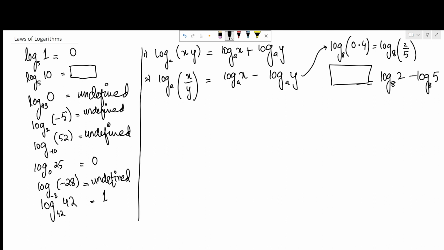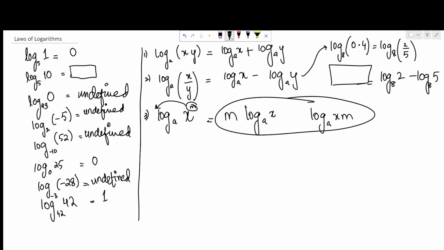Now the third property is for a power. Like there is a certain number with a power. Let's say the power is m. Okay. So what happens is that the power is shifted behind the log, and it's written as this. Okay. Now writing this may not be same as this.